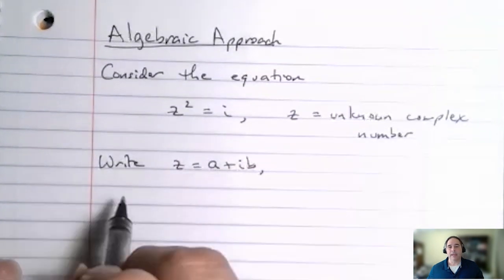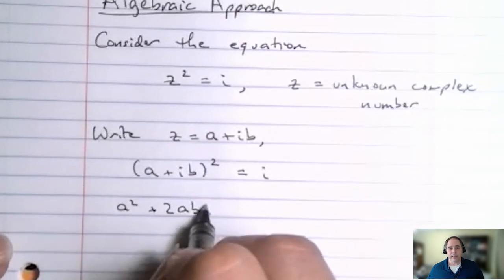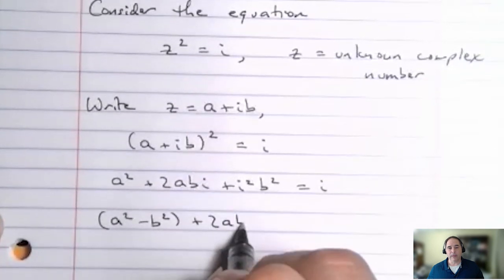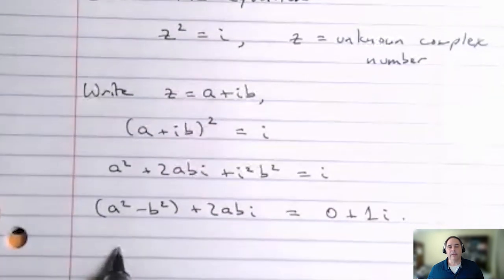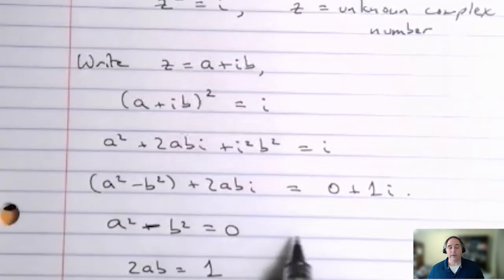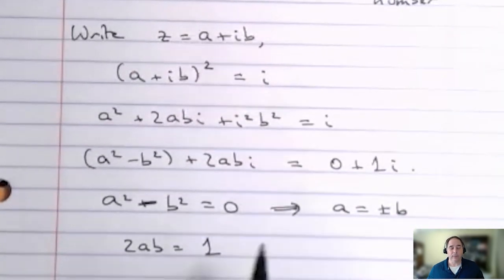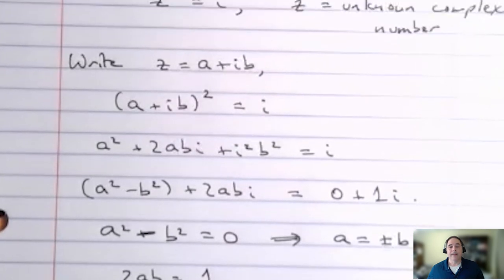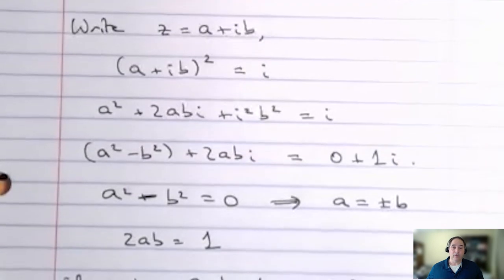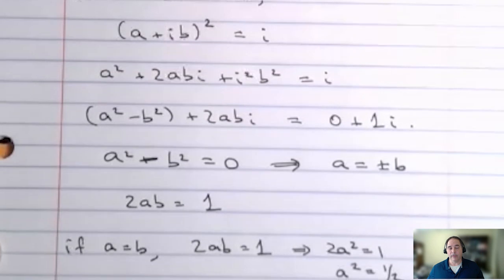If we write z equals a plus ib, then (a plus ib) squared is equal to i. After some algebra, separating out real and imaginary parts, we see that the real part on the left-hand side is a squared minus b squared. That has to be equal to 0. The imaginary part on the left-hand side is 2ab. That has to be equal to 1. Now, when we write a squared minus b squared equals 0, or a squared equals b squared, only one possibility exists: a equals plus or minus b.